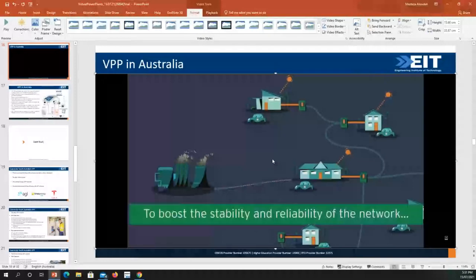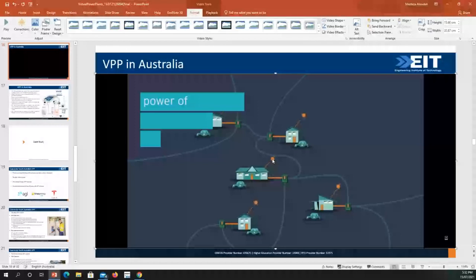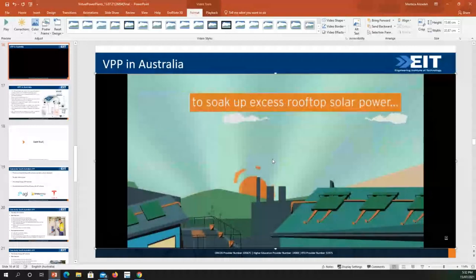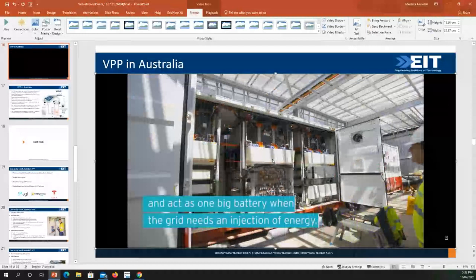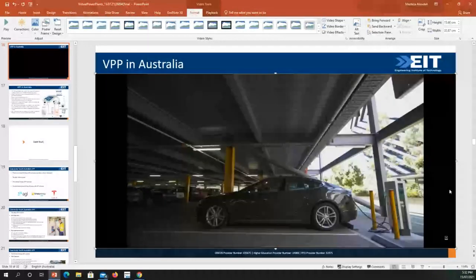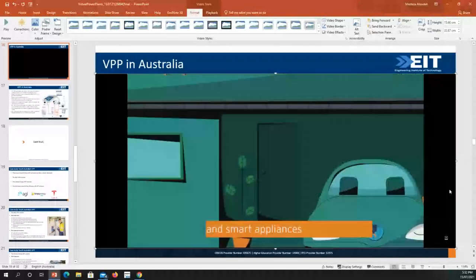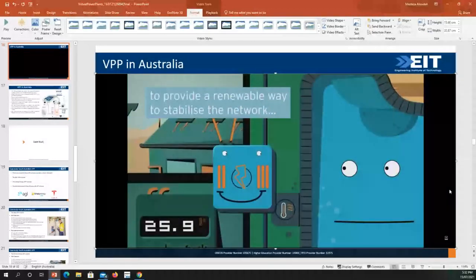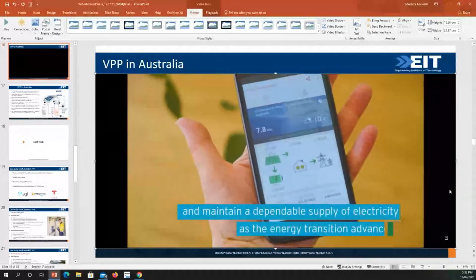To boost the stability and reliability of the network, ARENA is helping to build virtual power plants that harness the power of hundreds or even thousands of individual home batteries to soak up excess rooftop solar power and act as one big battery when the grid needs an injection of energy. Able to be controlled remotely by aggregators and market operators, virtual power plants can capture the collective potential of other distributed energy resources like electric vehicles and smart appliances to provide a renewable way to stabilise the network and maintain a dependable supply of electricity as the energy transition advances.